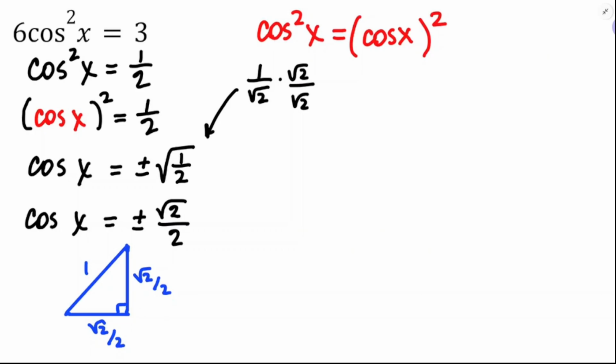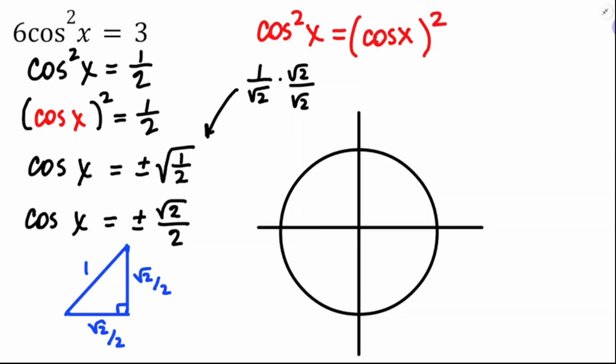These 45-45-90 triangles always have cosine x either equaling root 2 over 2 or negative root 2 over 2. If we think about the unit circle, cosine x equals positive root 2 over 2 is at the pi over 4 on the right side, and cosine x equals negative root 2 over 2 is at the pi over 4 on the left side.